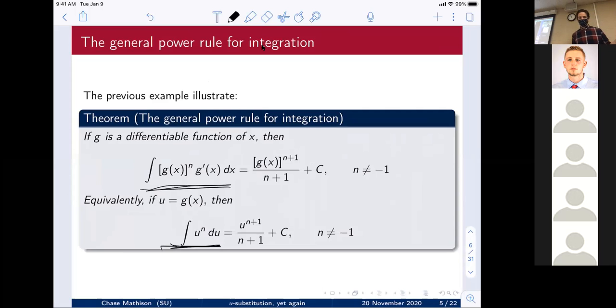You don't really need to prove it. To prove it, you can differentiate this side of the equation and check to make sure that this is what you get. And that is what you get when you use the chain rule.